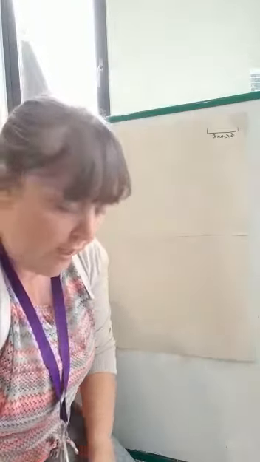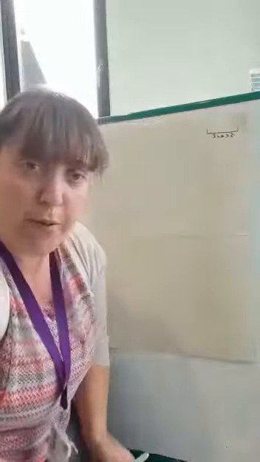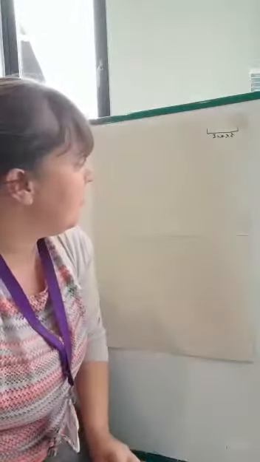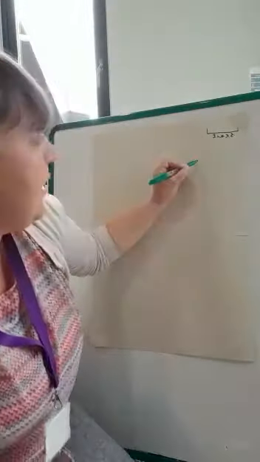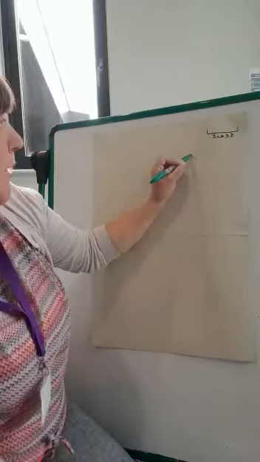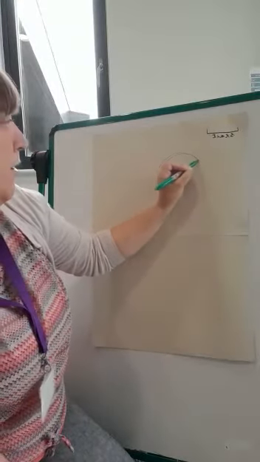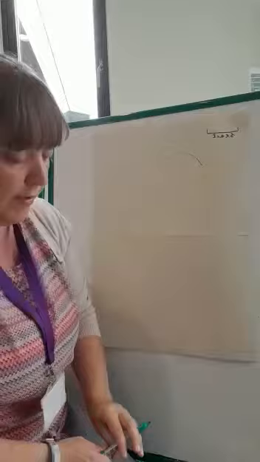So I need to draw a hill. And I need to think about where I'm going to put my hill. So I think I might put my hill here. Okay, so my hill is going to be here. Okay, so this is the hill.